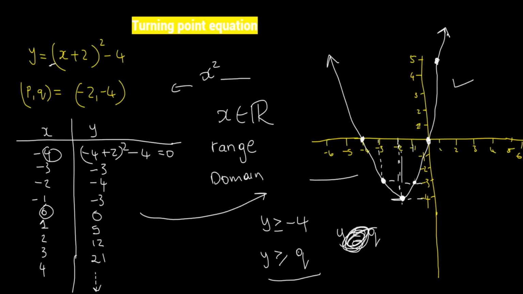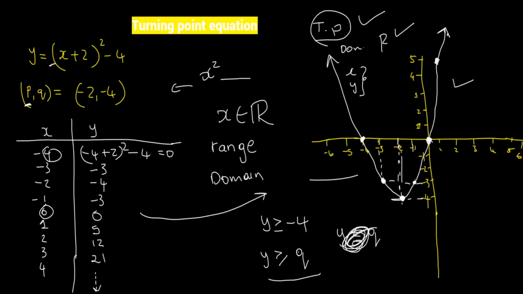So let's summarize here. You can find your turning point. That part is fine. You know how to find your domain and the range. That part is fine. You also know how to find your x-intercept and your y-intercept. You can make x equal to 0 to find the y-intercept, and you can make y equal to 0 to find the x-intercept.